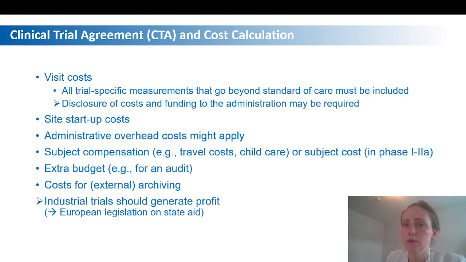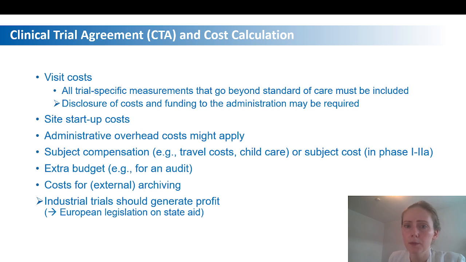Cost calculations for budget negotiations in a clinical trial involve considering various components that contribute to the overall trial expenses. The following costs have to be calculated. Visiting costs include the compensation paid to the PI and other site staff for their involvement in the trial, conducting trial visits and managing trial-related activities.